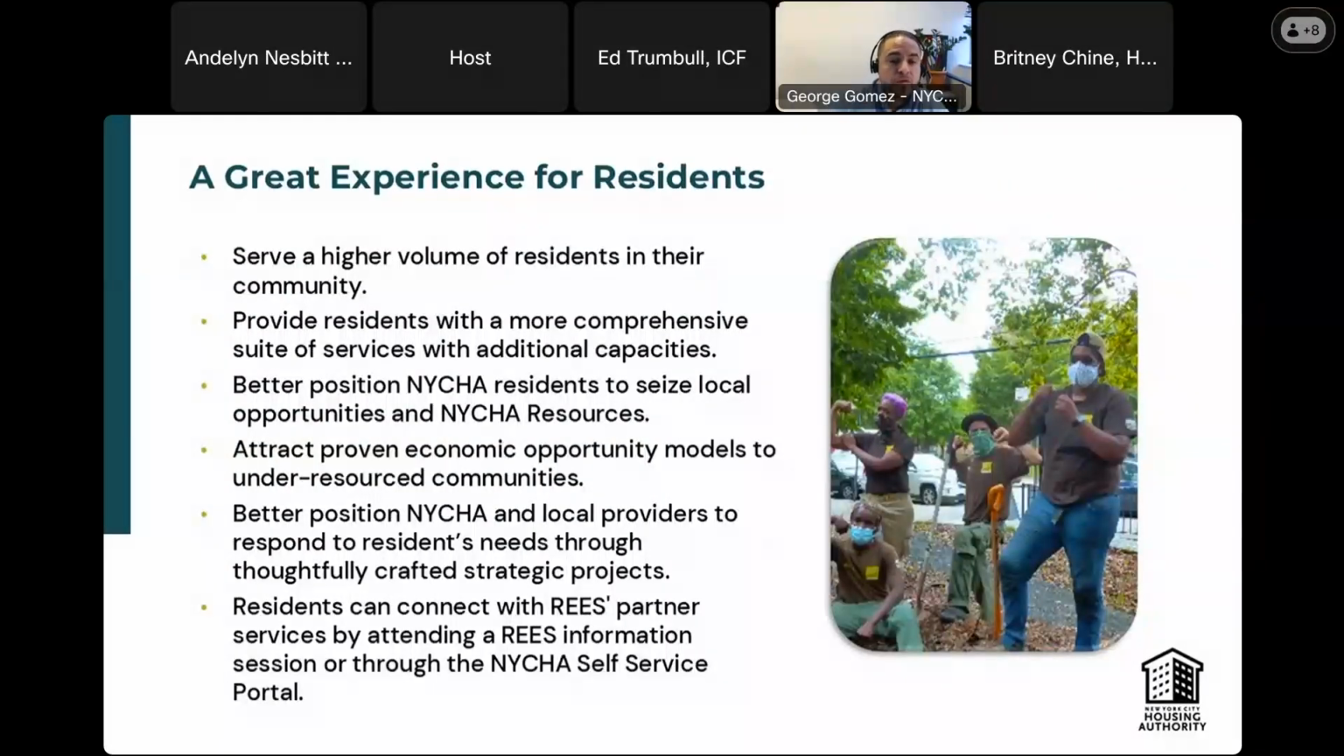So for residents, it's really about leveraging the vetted partnerships, which allows us to provide greater access to comprehensive services. It also provides resources to serve a higher volume of residents, particularly in underserved and/or under-resourced communities. And it really positions NYCHA and partners to strategically craft projects that ultimately will produce gainful outcomes. So on that note, I do want to hand it over to Sean at Brooklyn Workforce Innovations, who's going to talk about their services and speak to how we leverage the mutual partnership.